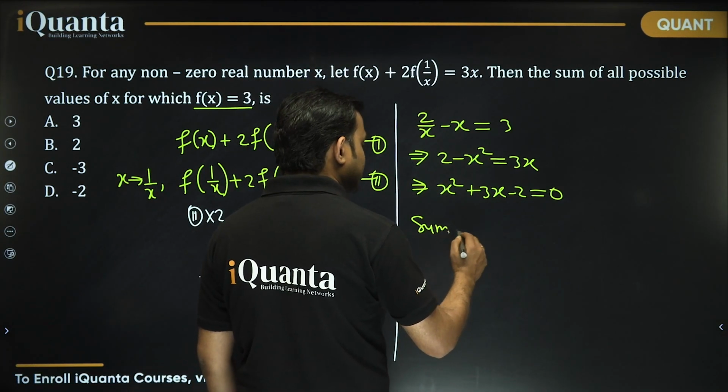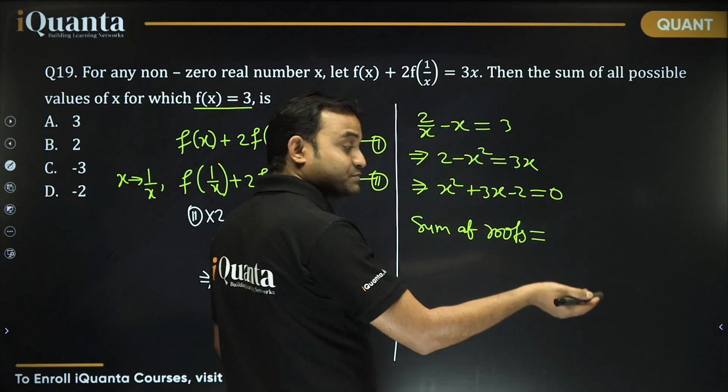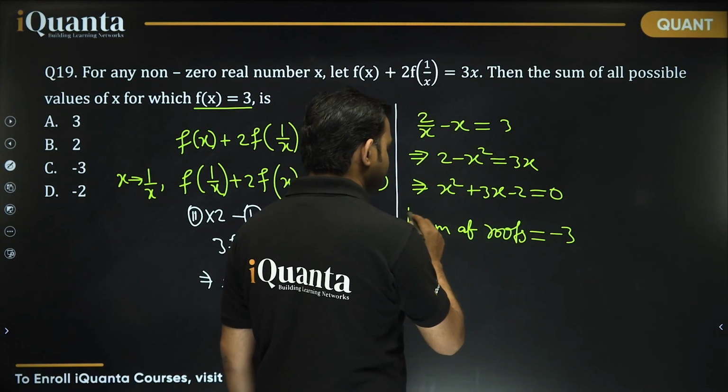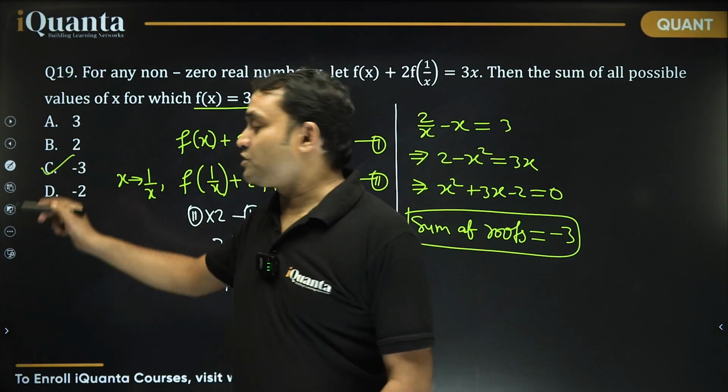So what we can say, sum of roots of this equation is minus b by a, which means minus of 3 upon a, and a is 1 here. So our answer is minus 3, which is option C.